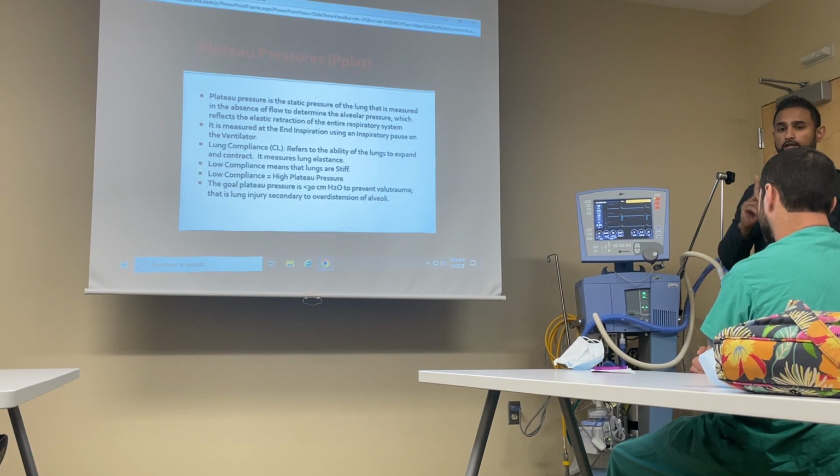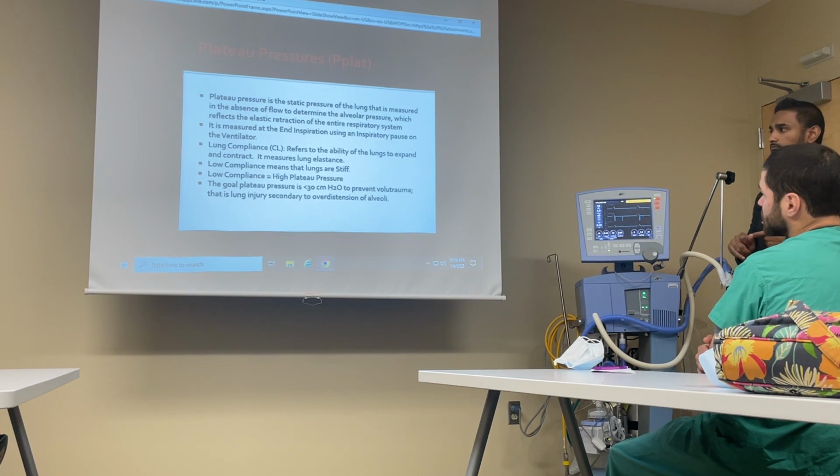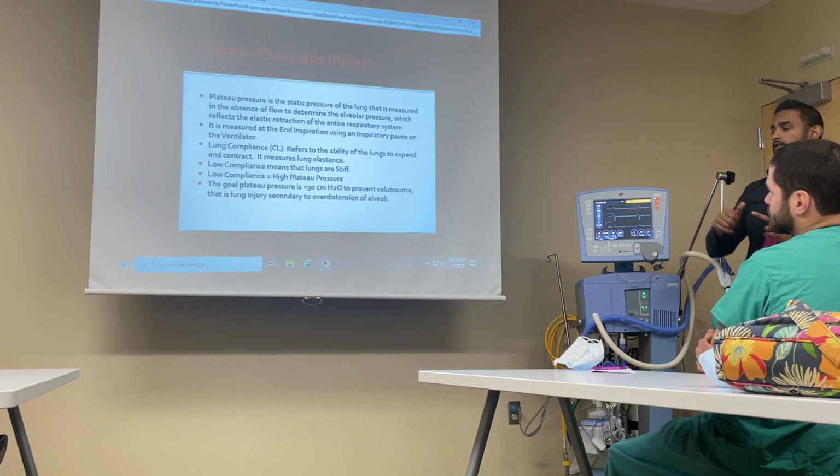So if my plateau pressures are greater than 30, know this, that means it's an internal problem. Not a ventilator problem, it's an internal problem, right? So we need to paralyze, sedate, whatever. So the goal is always to keep it less than 30.